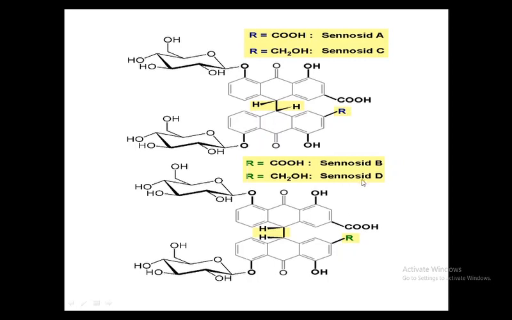Similarly, in Sennoside B and D, the configuration is different. Now here you can see where the sugar molecule is attached: the sugar molecule is attached to the oxygen atom, which is again attached to the anthraquinone ring. So the sennoside is a type of O-glycoside. Here the oxygen atom of the anthraquinone ring is involved in the attachment of the sugar molecule.